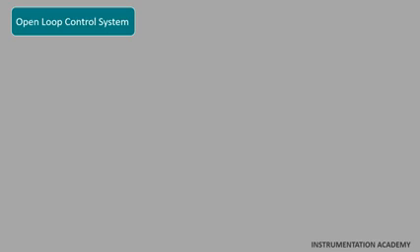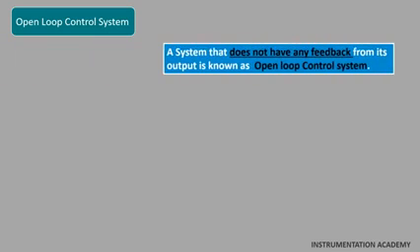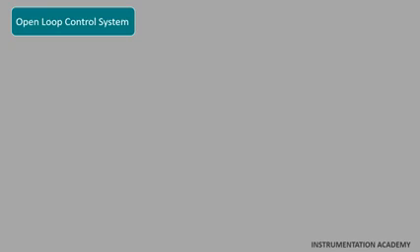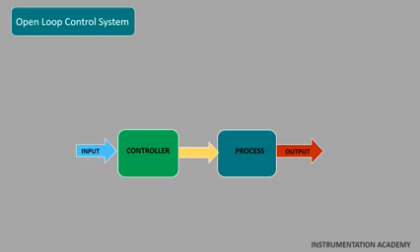Open loop control system. A system that does not have any feedback from output is known as open loop control system. This is the block diagram of an open loop control system. In this system, based on the required output, input is given to a controller and the controller generates a control signal. This control signal is given as input to the process. Based on the control signal, appropriate processing is done and the output is generated.